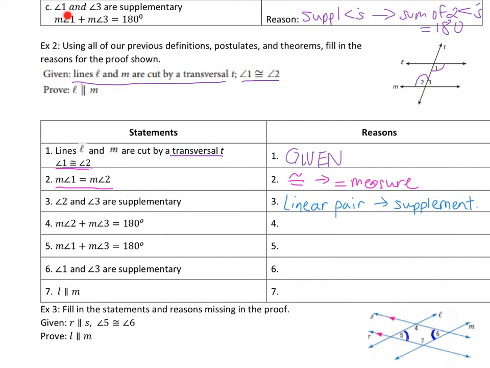If you think of right up here at the very top, the same thing happened before, so this is going to be the same reason. So our supplementary angles implies the sum of their two angles equals 180 degrees.